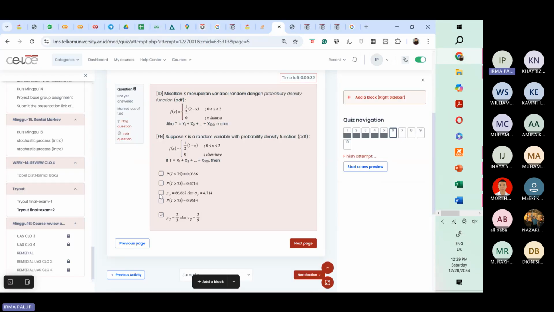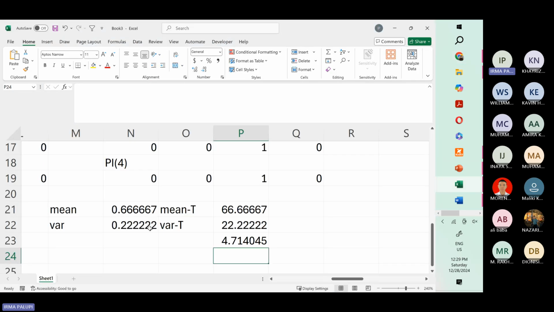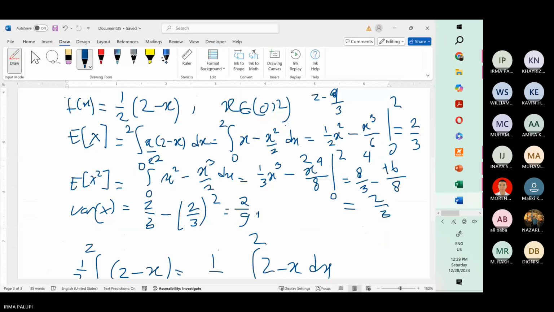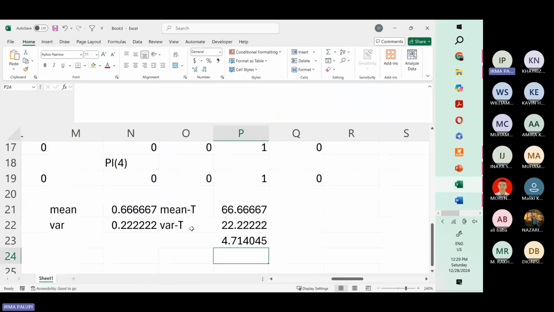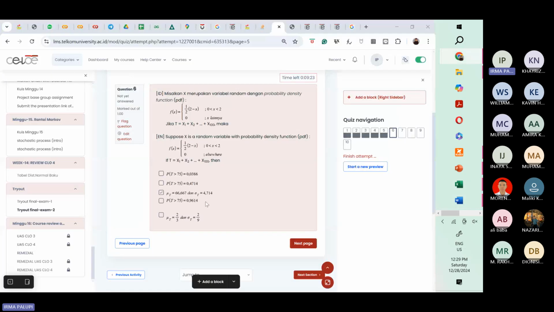Okay, this is correct. This is not correct since 2/9 itu adalah variance ya. But in this notation, sigma t, sigma, okay, this is not correct. This is sigma x either, right? So this is incorrect. So next we need to find pt greater than 75.